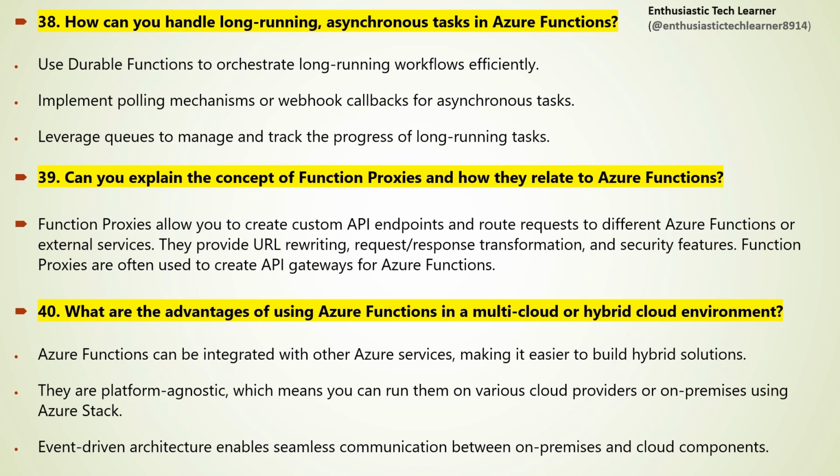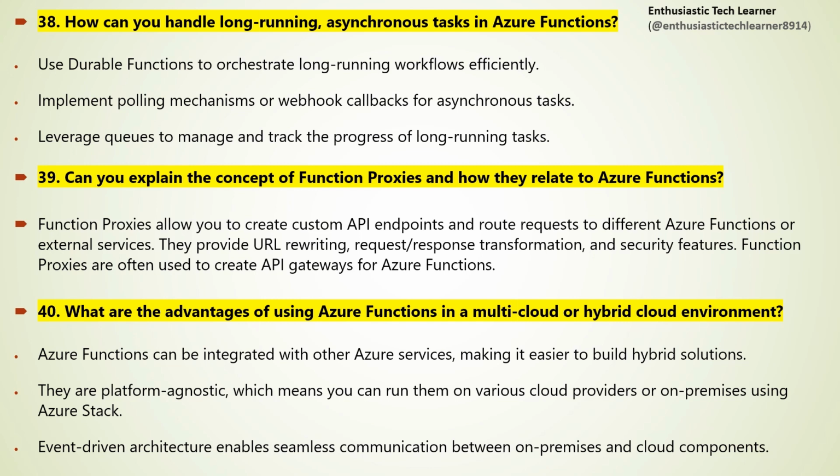Can you explain the concept of function proxies and how they relate to Azure Functions? Function proxies allow you to create custom API endpoints and route requests to different Azure functions or external services. They provide URL rewriting, request/response transformation, and security features. Function proxies are often used to create API gateways for Azure Functions.